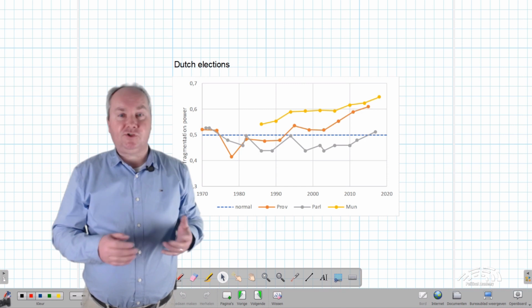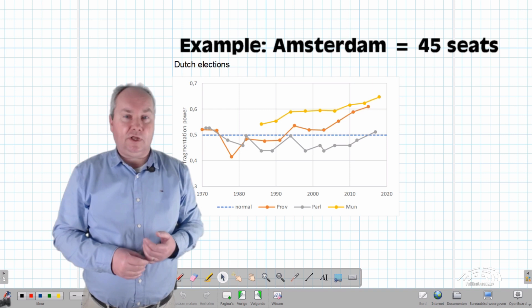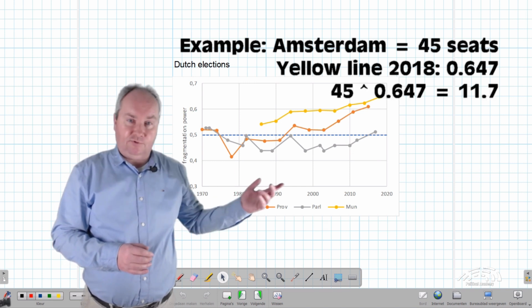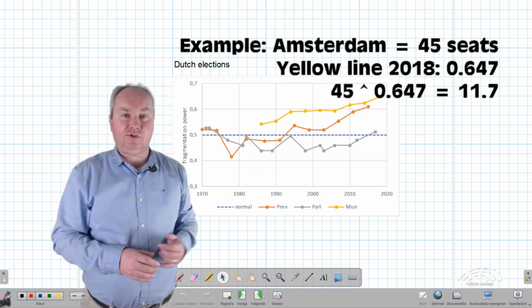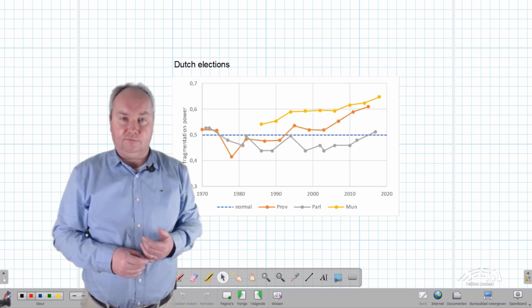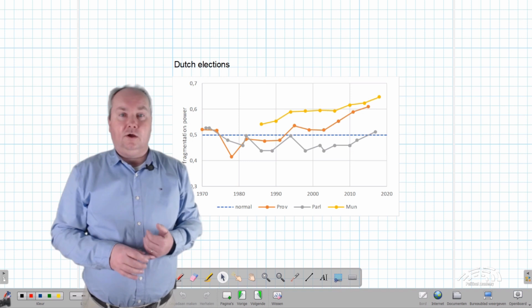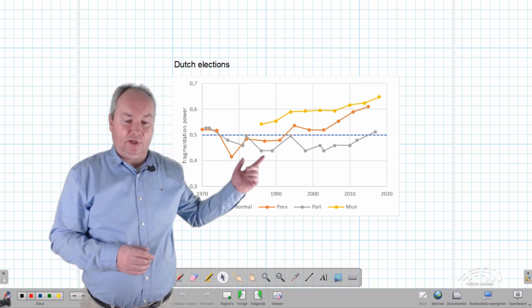Municipal councils have different sizes depending on the size of the population. Amsterdam has 45 seats. The yellow line points to 0.647. We raise 45 to 0.647 and get 11.7. The city council indeed has 12 parties since 2018. Of course, the number in the chart is an average, and it will not always fit perfectly. On 20 March we will again have Dutch provincial elections, and we can expect the line to rise again.